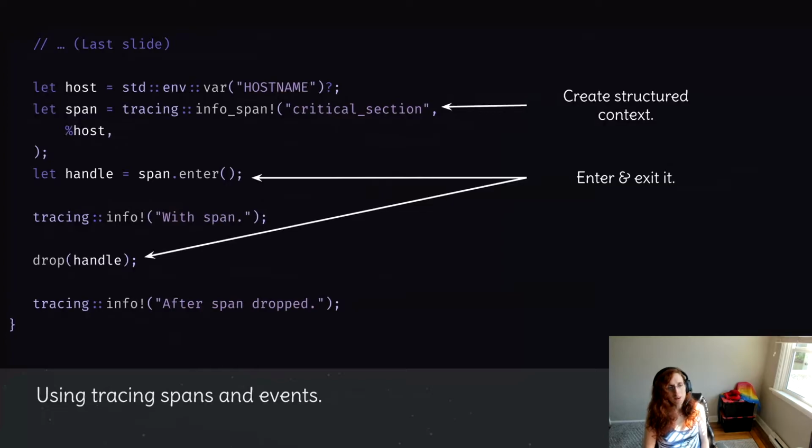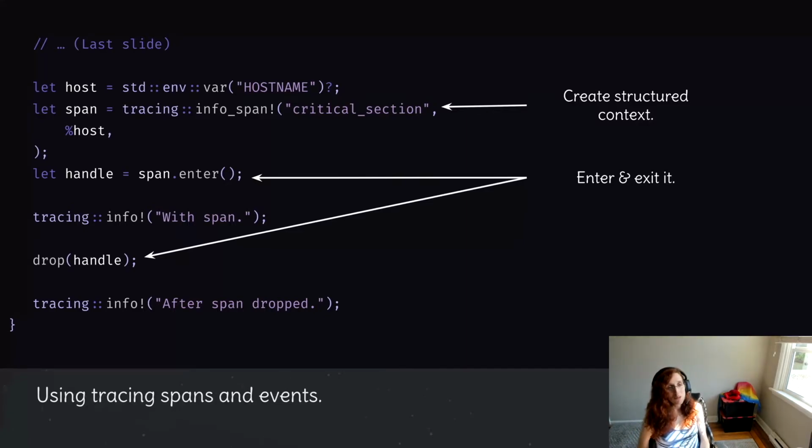Later on in our code, we'd be able to create these spans of context and give them names. So here I'm creating an info level span called critical section, and it's taking a value or a field called host. And I'm able to put the percent sign there, and what it does is it prints the value of host, which is set above.